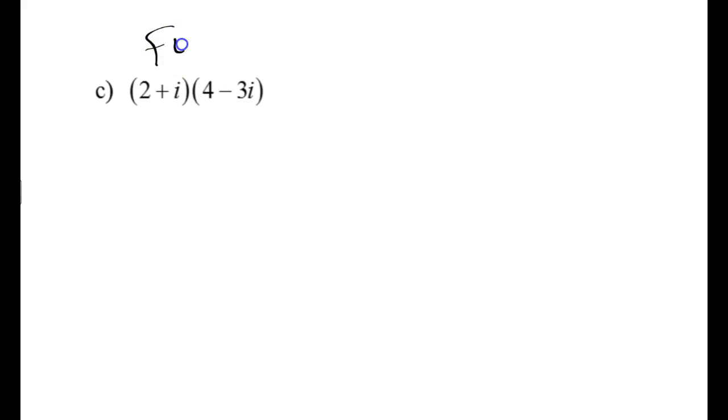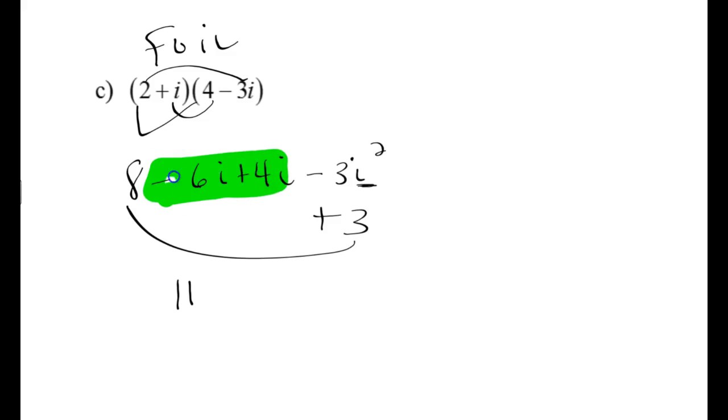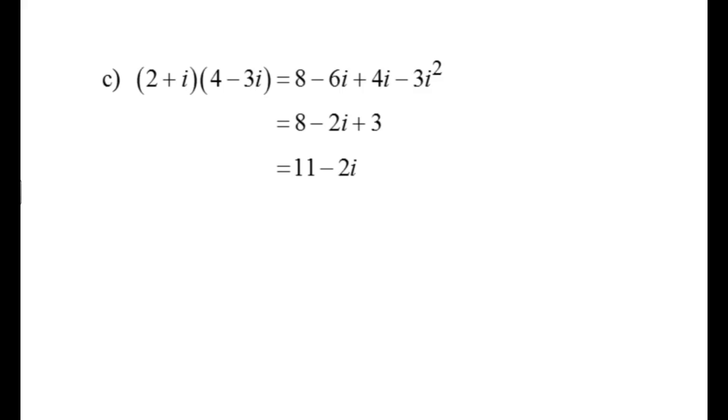Let's FOIL this out. First, outer, inner, last. My first terms is 8. Outer terms is negative 6i. Inner terms is 4i. And the last term is a negative 3i squared. Remember, i squared is negative 1, so that's really a positive 3 plus that 8 is 11. And then I can combine these terms. So negative 6 plus 4 is negative 2i. 11 minus 2i.